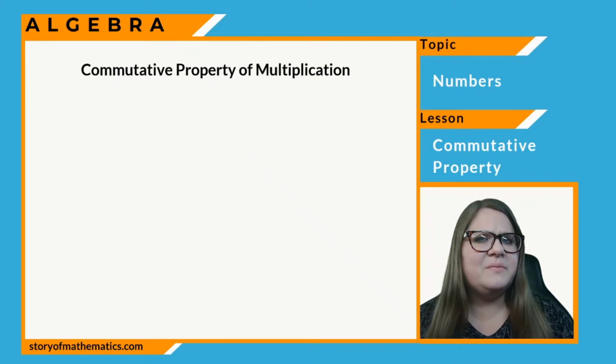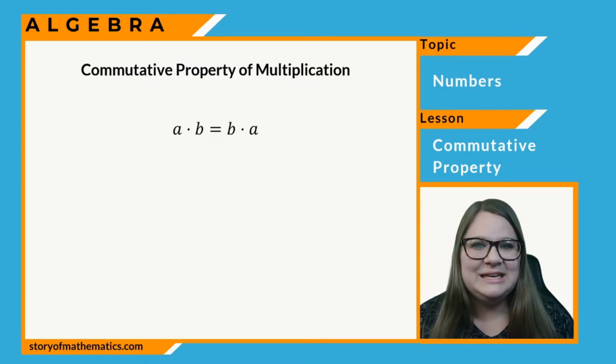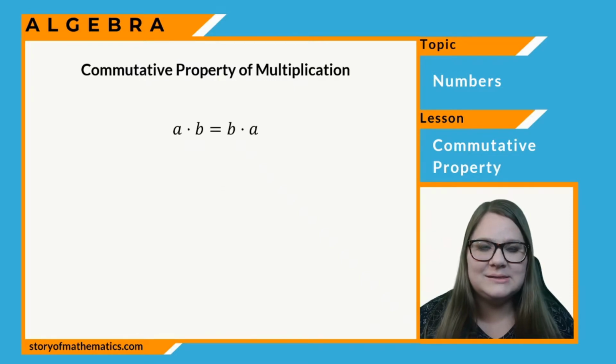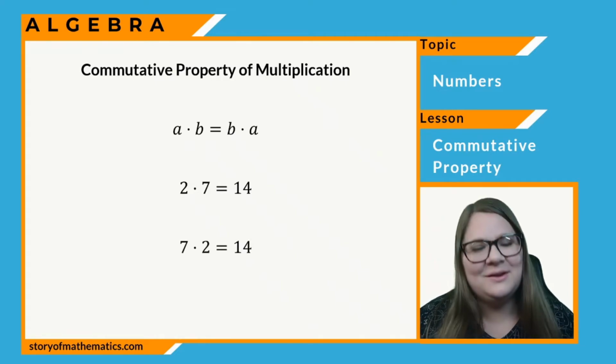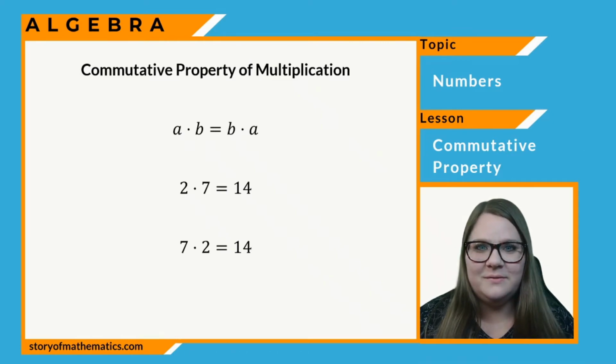What about the commutative property of multiplication? Well, that says that A times B is the same thing as B times A. Swapping the numbers in multiplication shouldn't change the answer. Let's see if that works in practice. 2 times 7 equals 14. But what if I swap the order? 7 times 2? Well, that also equals 14. And that's because multiplication is commutative.